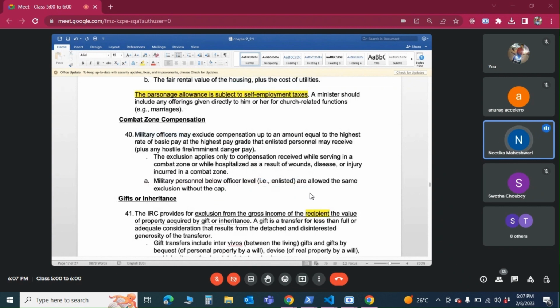Or if there are any military officers placed in some border area or in the war zone, and if they're hospitalized as a result of wounds, disease, injury, which is very common for a military person, they may not be able to work for the next few months, and they may still get the salary for that period, because the government has to give. So in order to make it more fair to them, they're saying that it will not be considered as taxable income.